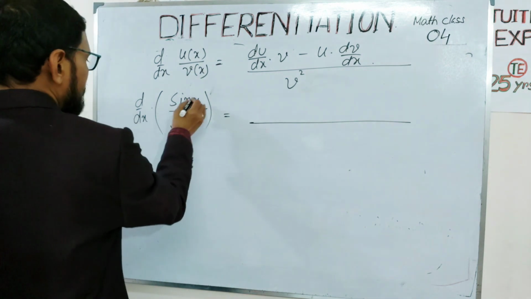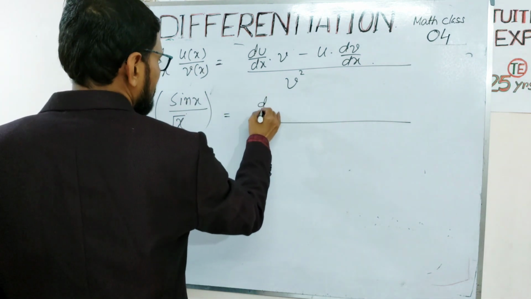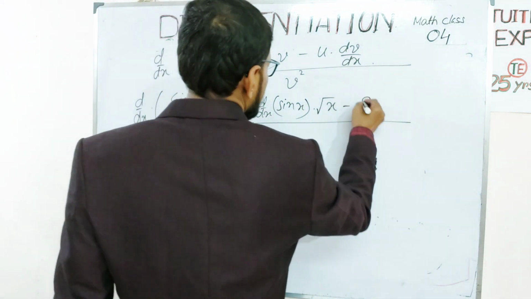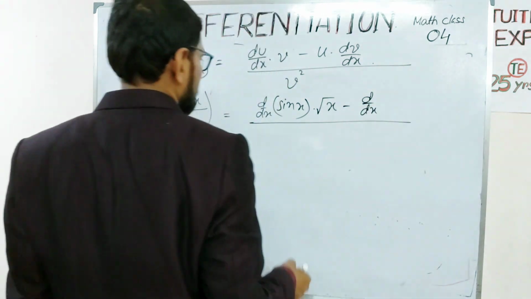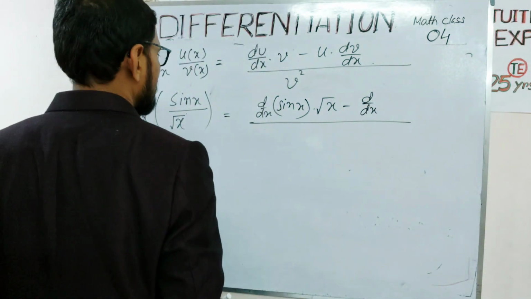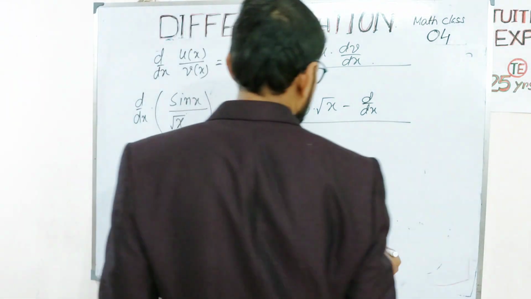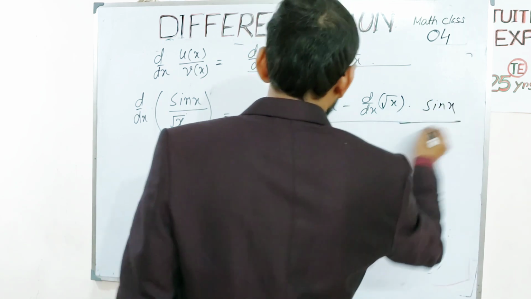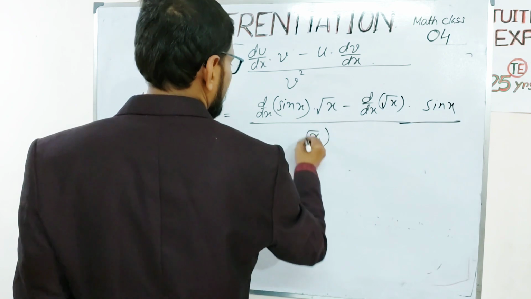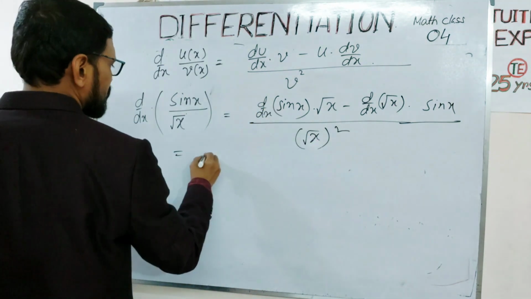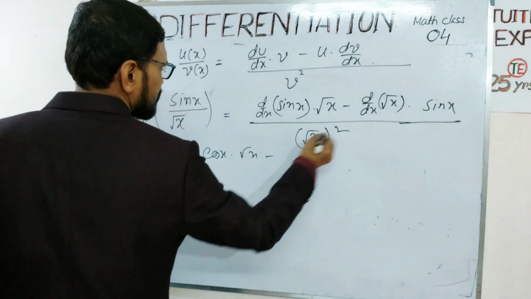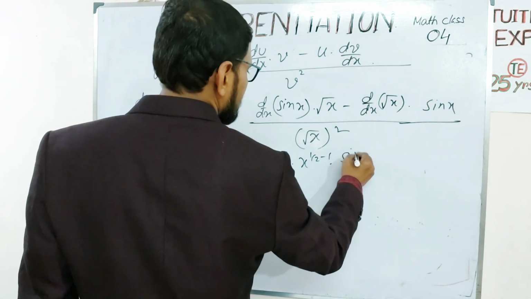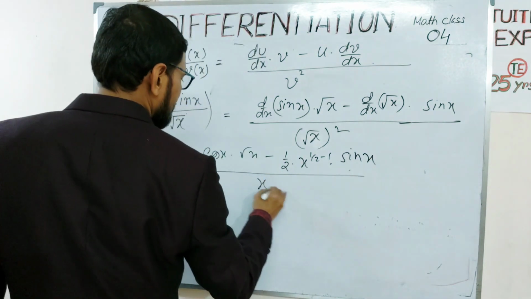So first derivative of this function: d by dx of sin x into v, v is this, minus d by dx of root over x into sin x, which is constant, by v square. So this is the formula. D by dx of sin x is cos x, root over x minus root over x, derivative is half into x to the power half minus 1, sin x, by x. So this is the answer.